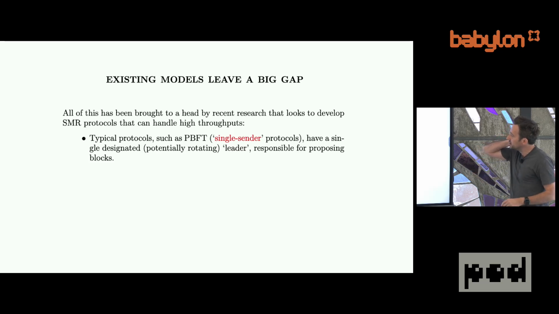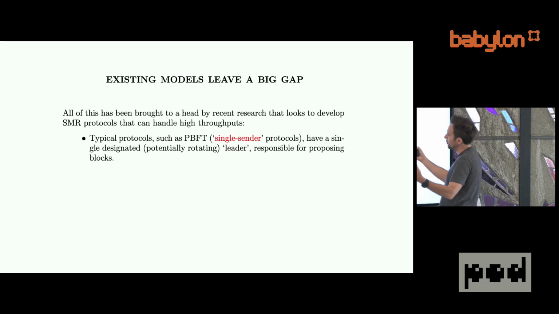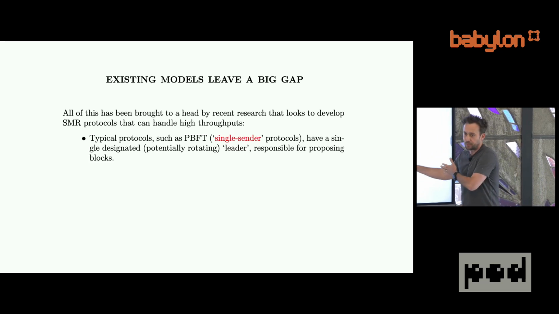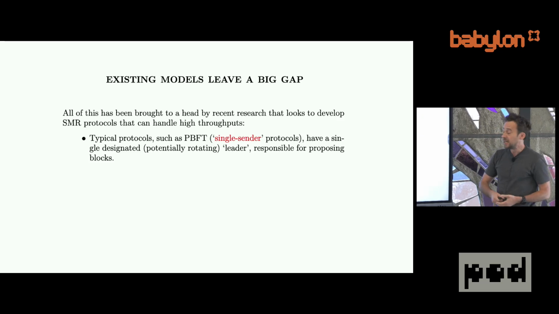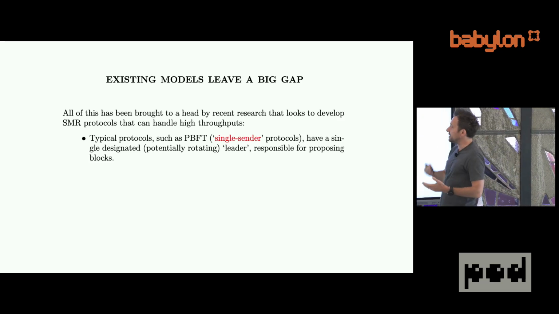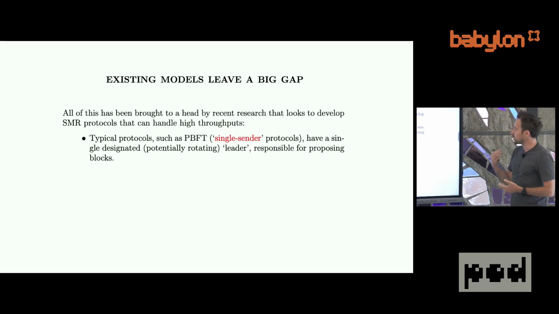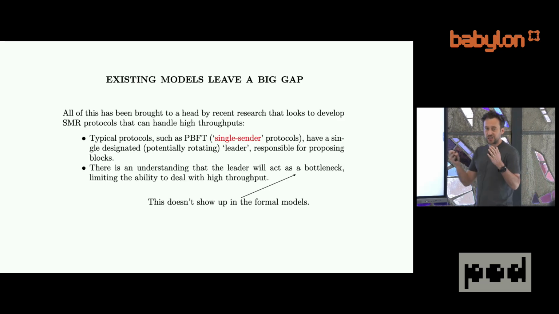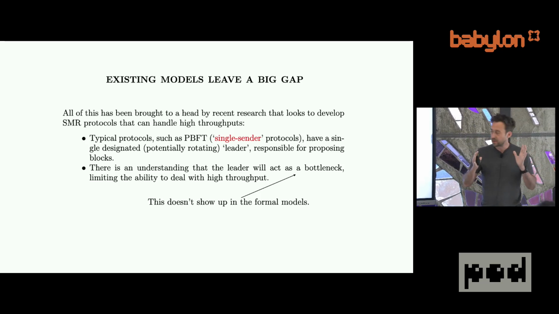It's all been brought to a head by recent research in which people are looking to develop protocols that can deal with very high throughputs and that scale well, can deal with a large number n of processors. As I'm sure people are aware, there are more traditional protocols, which I'll call single sender protocols, protocols like PBFT, where you have a single designated, potentially rotating leader who's responsible for proposing blocks. There's an understanding that, if you've got a single leader, they might act as some sort of bottleneck. Again, it doesn't show up in the models, but there's some understanding this might be true.